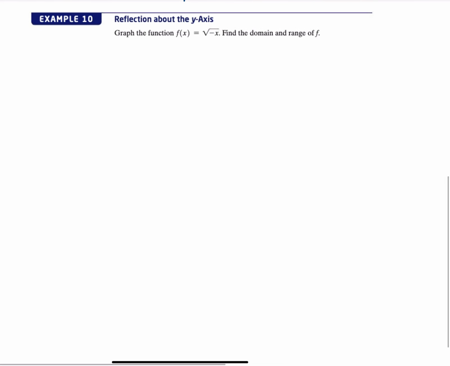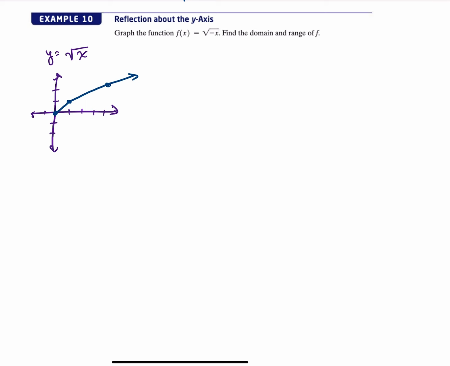All right, example 10. Notice the negative is inside now. And it's the square root of negative x. Let's first imagine just the regular root x. I've done this a few times now. Just do a quick sketch. 1, 2, 3, 4, 1, 2, 1. So it has the point 0, 0, 1, 1, and 4, 2. Add that back in.